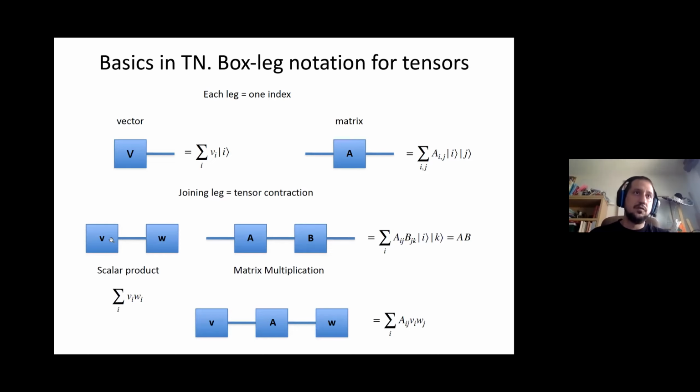So, for instance, if we join two legs of two vectors, what we do is identify the indices and sum over them, and of course, if they were real, this is the scalar product. If we have two matrices and we join one leg of one with one leg of the other, one can identify this with matrix multiplication, because what we are doing is identifying the column index of A with the row index of B and summing over that, and that's exactly matrix multiplication. If we have a matrix and we plug one vector in one side and another vector in the other side, we get this kind of expression. So in the end, with just this notation in which we have boxes, legs, and tensor contraction, we can describe a lot of systems, and many of them are quite complex, as we will see.